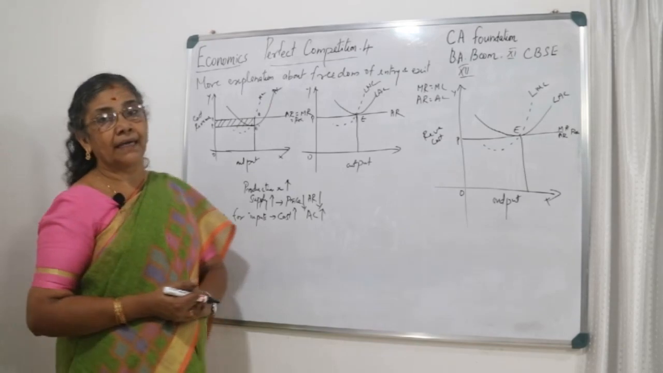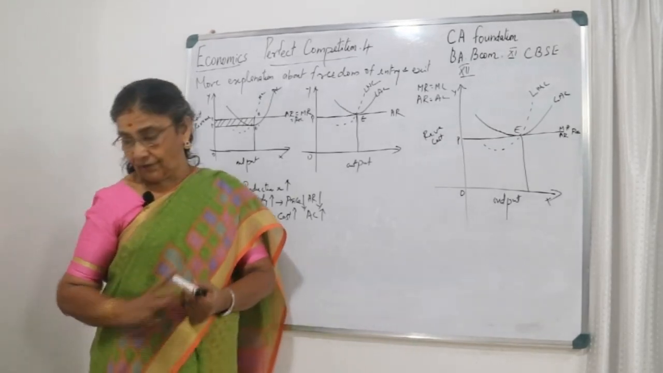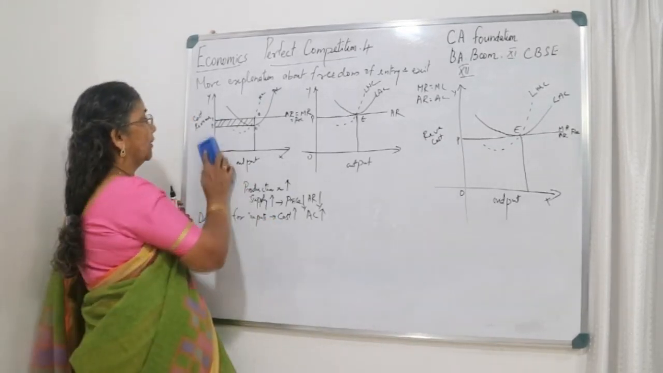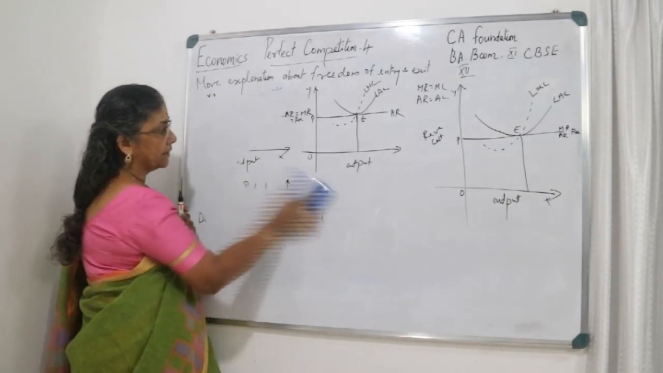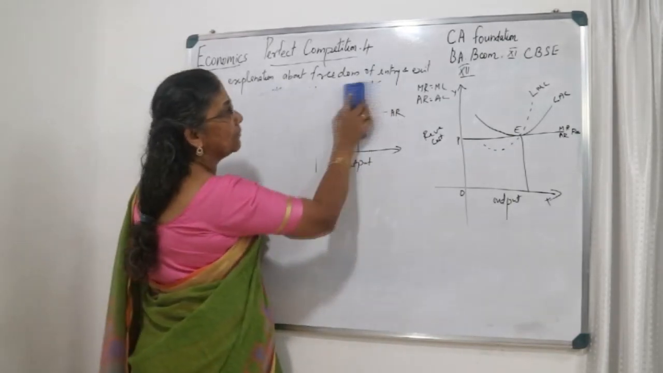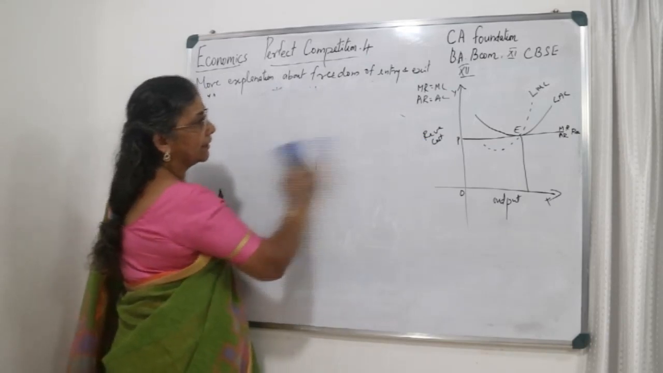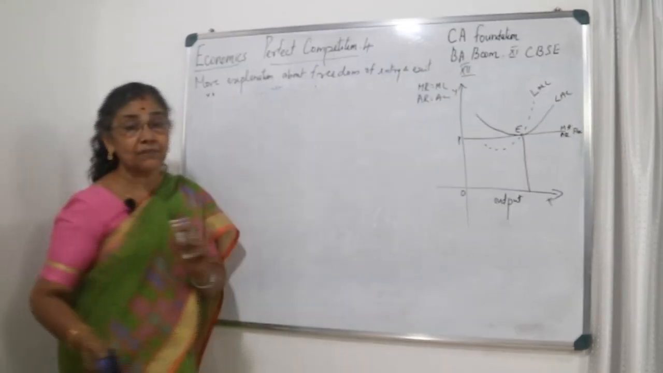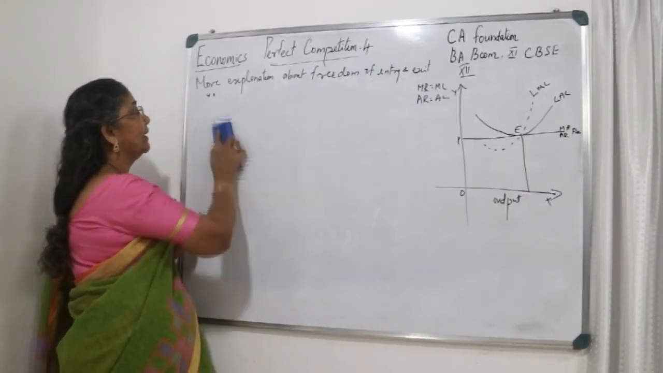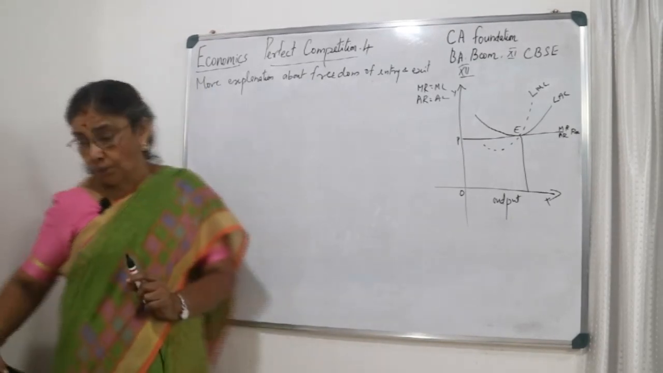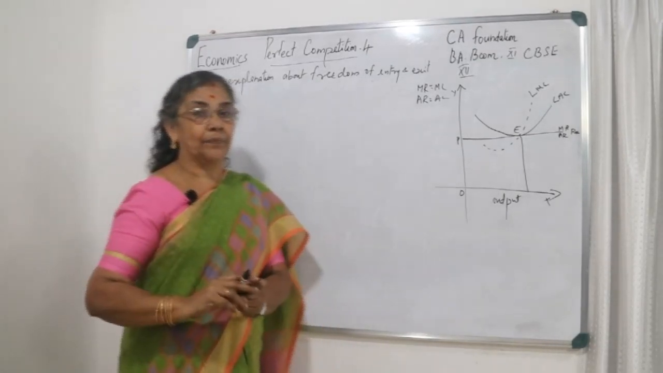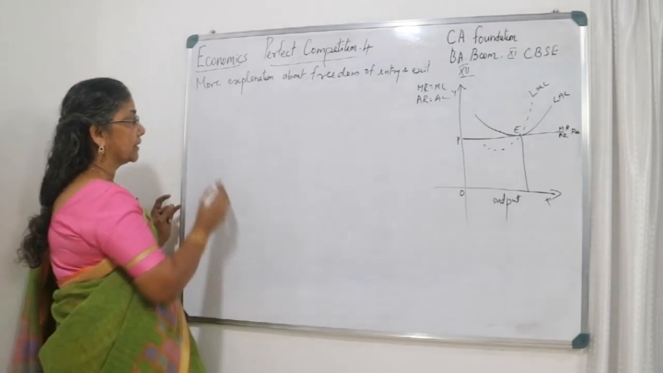And suppose they are incurring loss. What will happen? Yes, we have learned that some of the firms will leave the industry. Some of the firms will leave the industry means that they will stop production of the commodity.